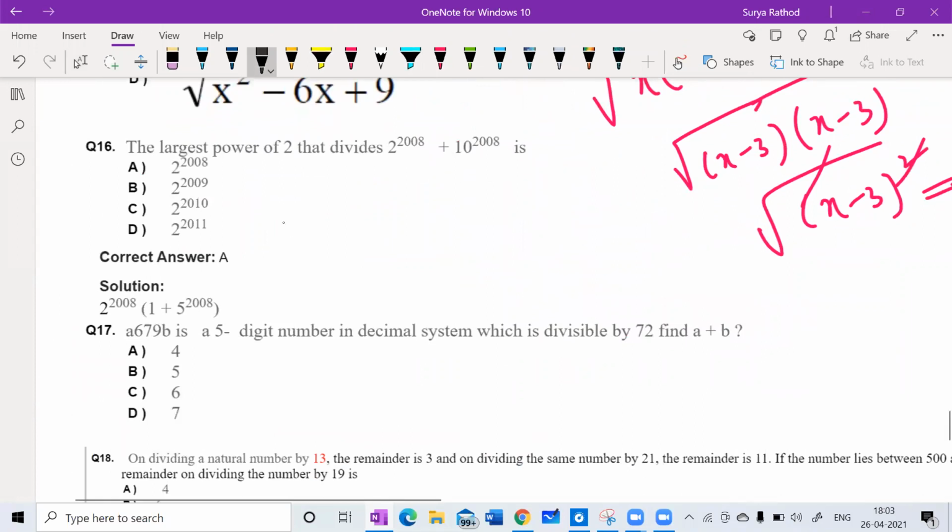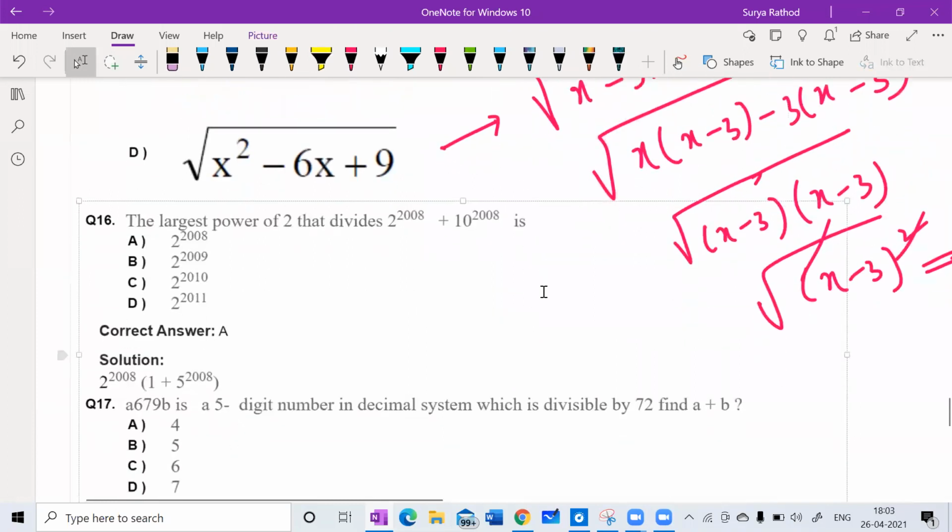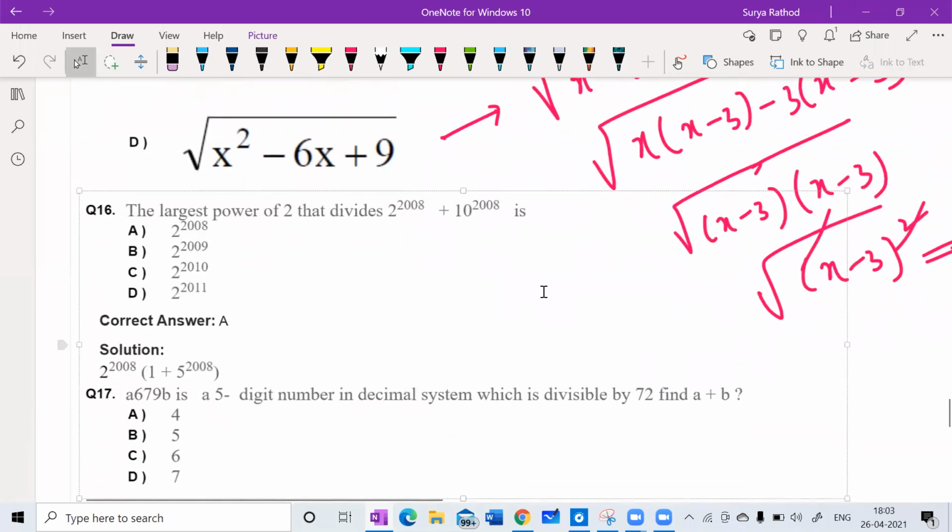Okay, all right. So one second. Look at the 16th question here. I hope the 15th question is clear to everyone. Any doubt in the 15th question? No, sir. Look at the 16th question here.